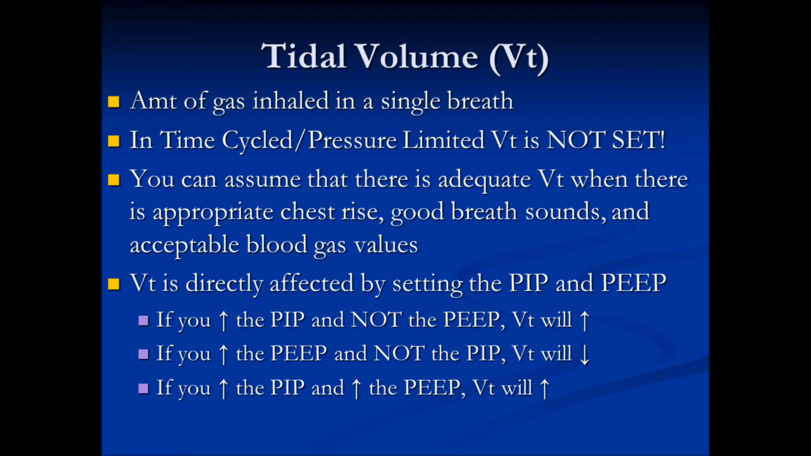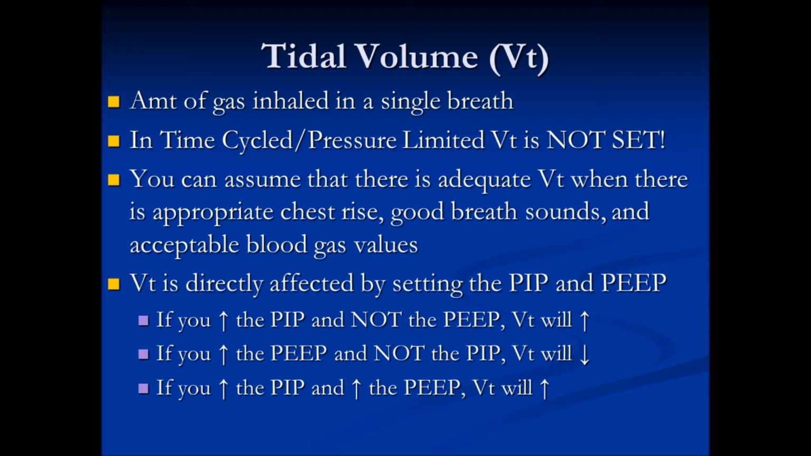If they are coming up off the bed with each breath, then obviously your PIP is too high, and therefore your tidal volume is too big. If you barely see the chest rise with each breath, or you see no chest rise, then obviously your tidal volume is too small because the PIP that you set is too small. It goes on to say when there is appropriate chest rise, good breath sounds, and acceptable blood gas values, that lets you know that you have an adequate tidal volume by way of your PIP.